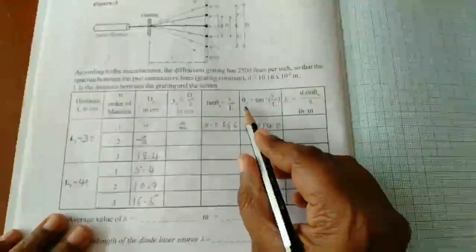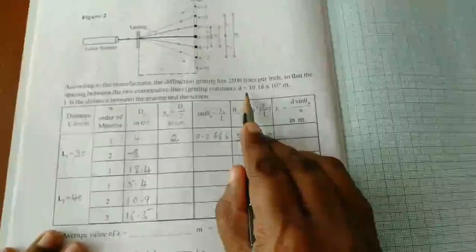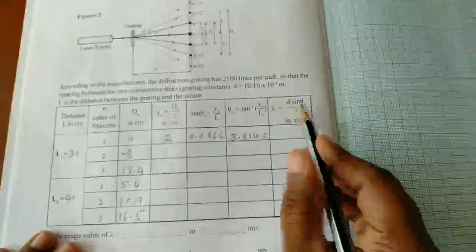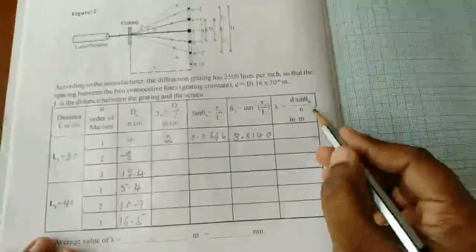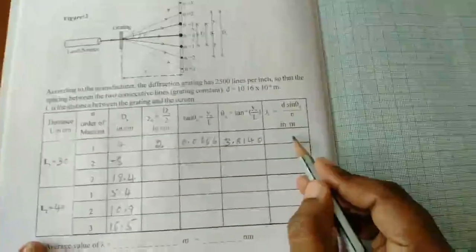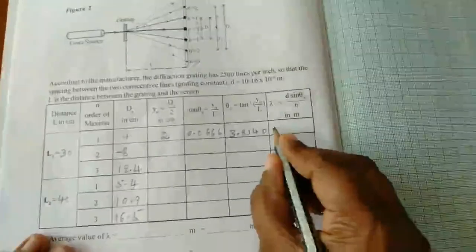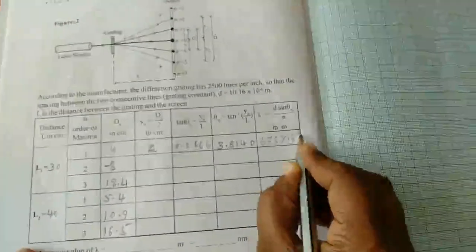Then after getting theta n, we have to calculate sin theta n. After that, substitute that sin theta n into this formula, and d is the constant 10.16 × 10^-6 meter. Substitute here, and n is the order of the fringes 1, 2, 3 like that. For first order n should be equal to 1. Substitute all the things into the formula. Then we get lambda, that is 625 × 10^-9 meter.